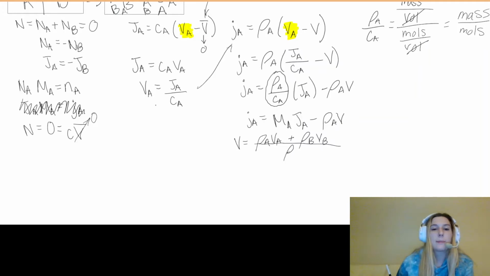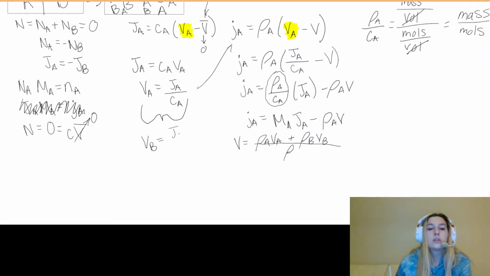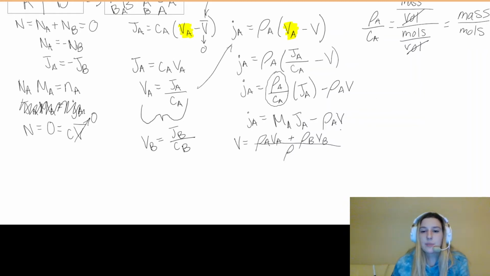Oh, yes, I remember. So next, we're going to look at how we can take this equation and do it in terms of the B component. So we can then plug this in to this equation. You can just do the velocity of A equals the molar diffusive flux of A over the molar concentration of A. You could do the same exact thing for component B, which we derived earlier. So let's just go ahead and plug that in.